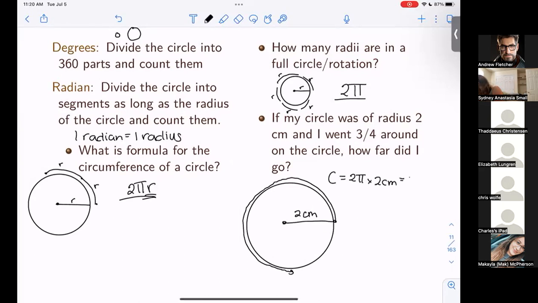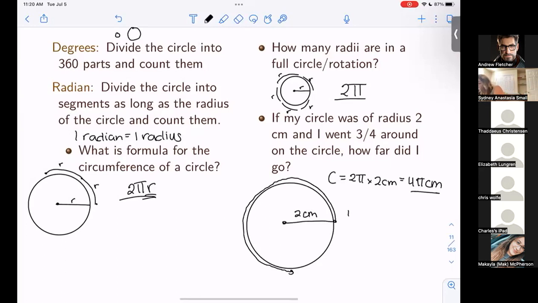So the circumference is 4 pi centimeters. This is one circumference here. However, I only want to go 3/4 of the way around the circle. I don't want to go the whole way around the circle. I don't want to do one circle. I want to do 3/4 of the circle.